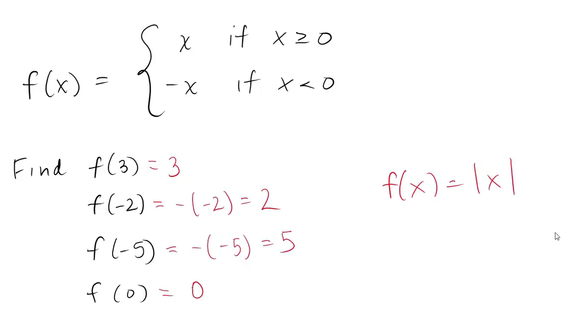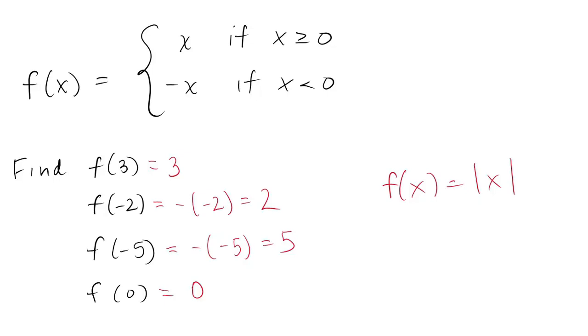The absolute value of x is an example of a piecewise defined function. We have a notation to describe it, but it really works in pieces. If the input is non-negative, we follow one rule, and if it's negative, we follow another rule. That's an example of a piecewise defined function.